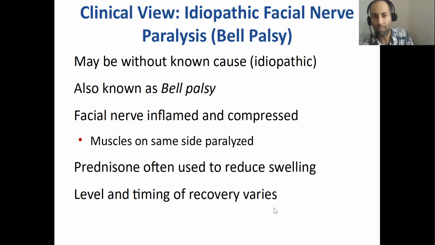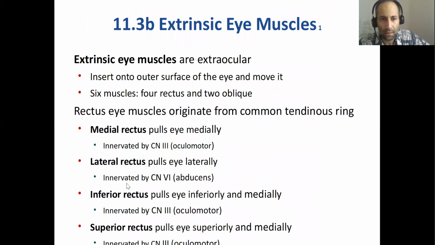It is idiopathic, which means there is no known cause for sure. There are a number of factors that can contribute. You can use steroids like prednisone to reduce swelling and to hasten the recovery time here.